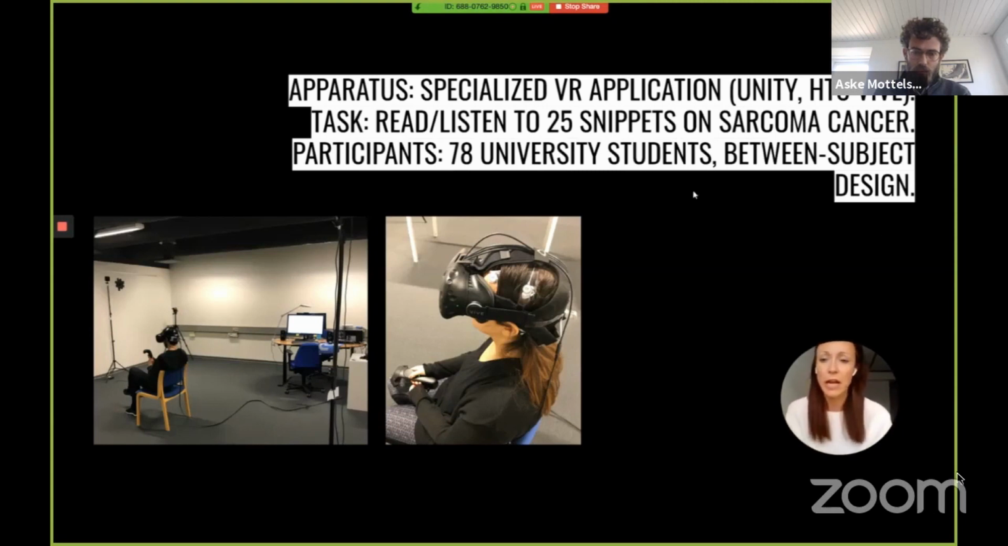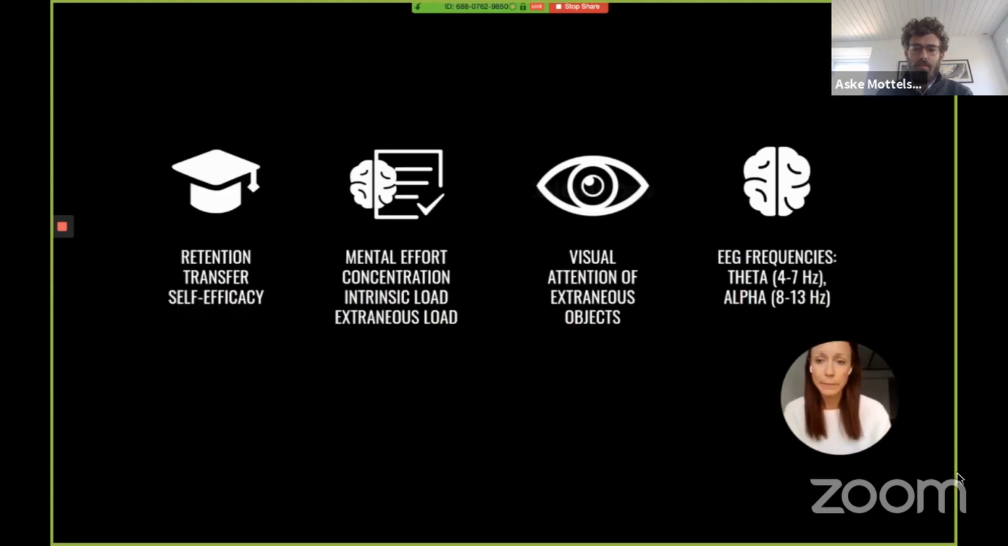As you can see, these are examples of how the procedure looked in our lab. The experiment was seated, so students didn't have to move around, and they interacted with the content only by pressing a button on the HTC Vive controller. The only thing the button did was allow them to move through the predefined sequence of snippets that they were learning from, and they were not able to go back.